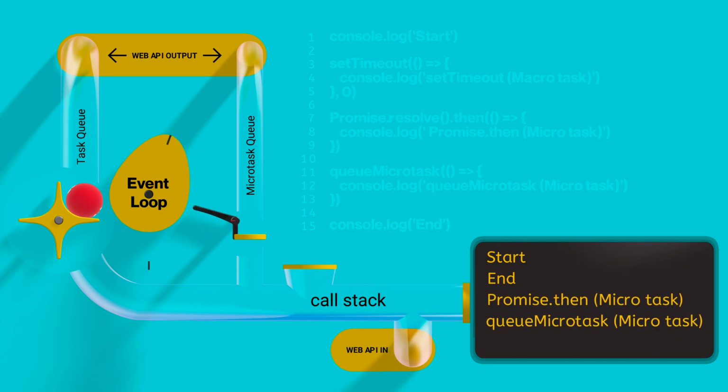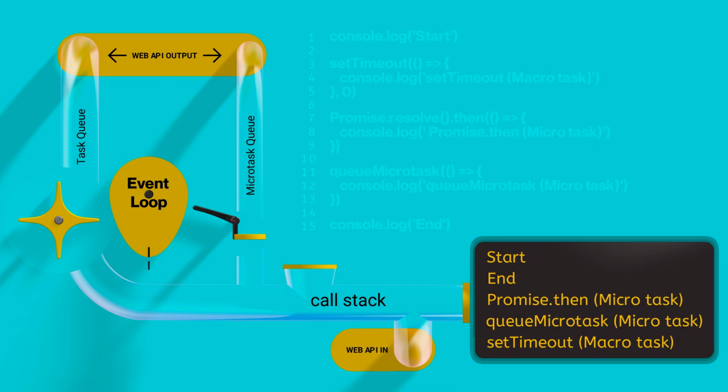It first processes the microtask queue. It logs promise, microtask, and queue_microtask. Only after all microtasks have been executed does the event loop move to the task queue, where setTimeout fires and logs setTimeout macrotask. This is how the event loop controls execution order. Synchronous code first, microtasks next, macrotasks last.